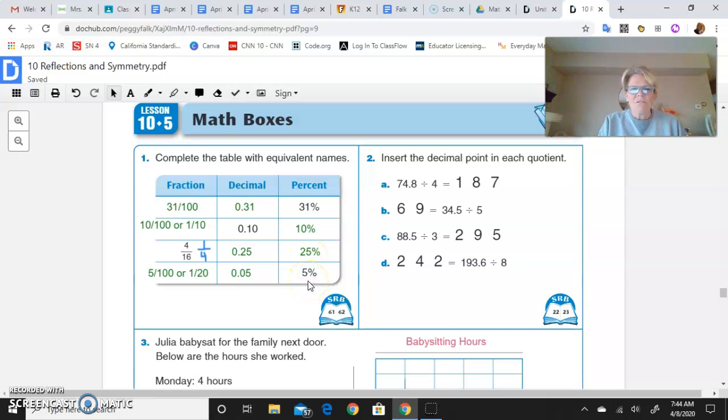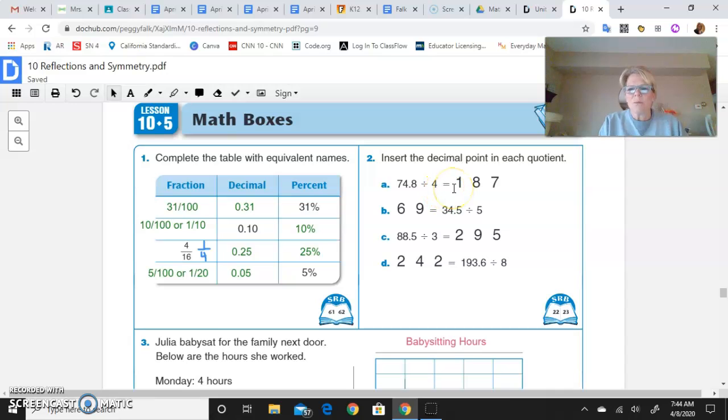5% would be like 5 over 100, which would be 5 hundredths as a decimal. And I know this can reduce if I divide both of these by 5. So the reduced fraction would be 1 over 20.